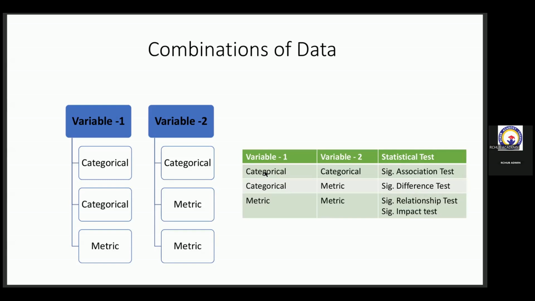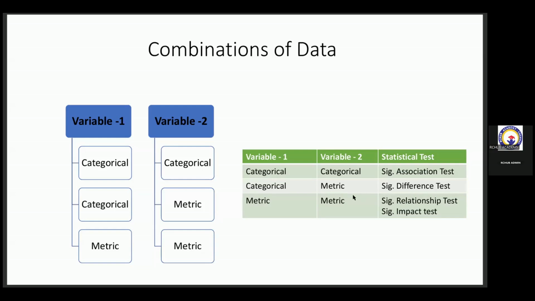Similarly, with respect to industry index and GDP, whenever the GDP increases, the industry index also increases. They have a positive relationship. So in order to find the influence of one variable on another variable, we can do a significant impact or influence test. But in case one of your variables is categorical and another is metric, you can do only a significant difference test.